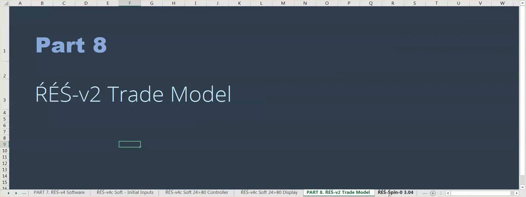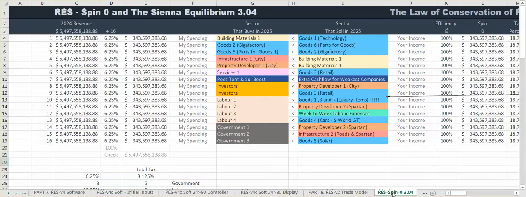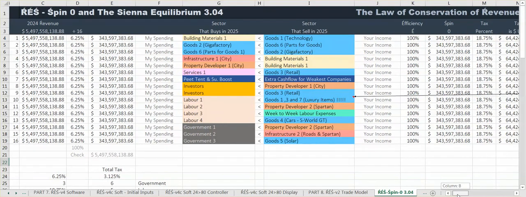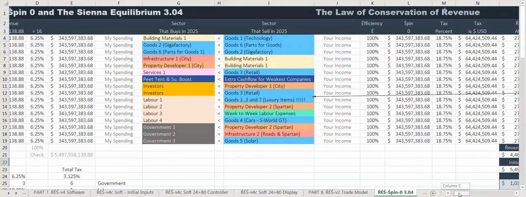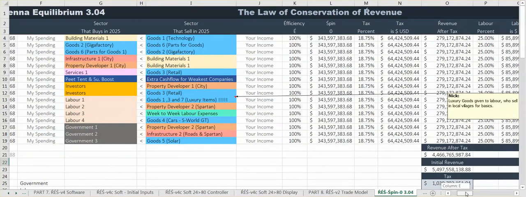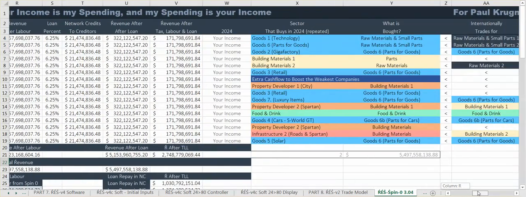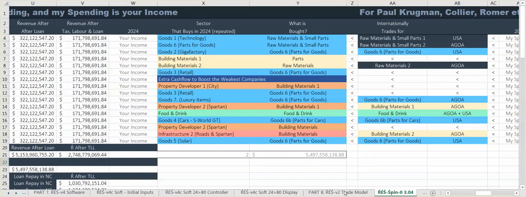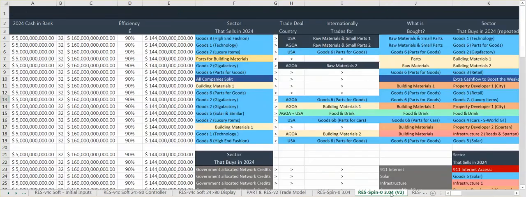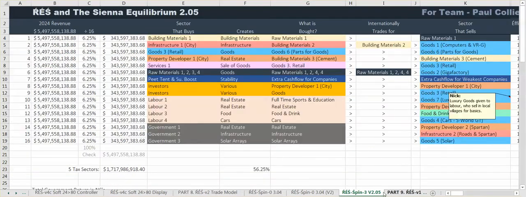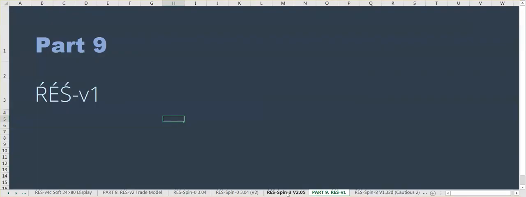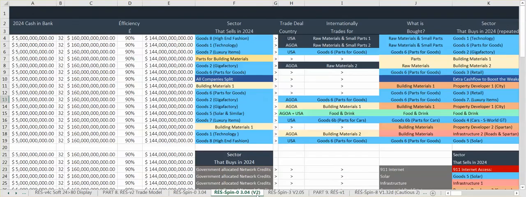Okay, so this is the RES trade model. RES version 2 and 3 both got stuck, so they get duplicated somehow. This has its own set of videos that I will put on the introduction page. It's quite complicated. I've had a quick look at this earlier, and all three spreadsheets are relatively similar. Let me find a starting position.